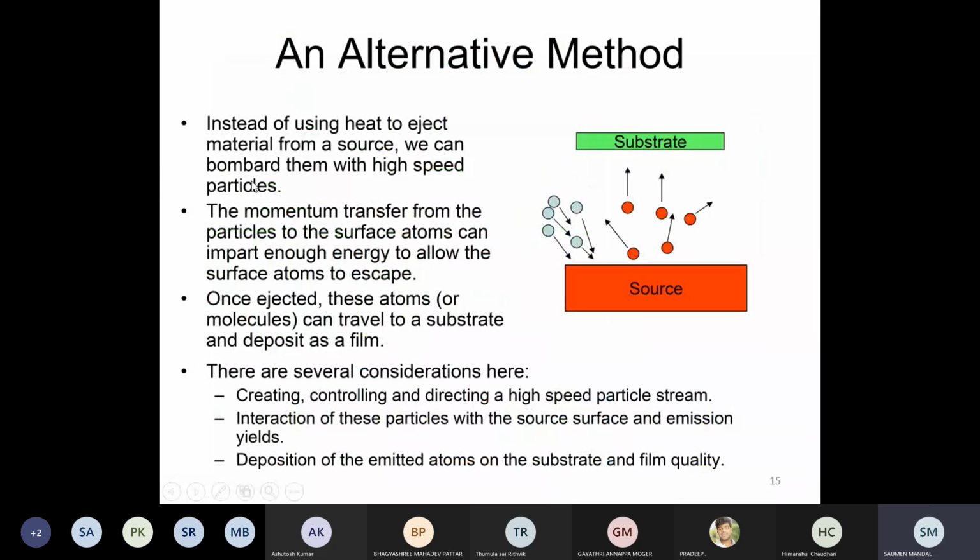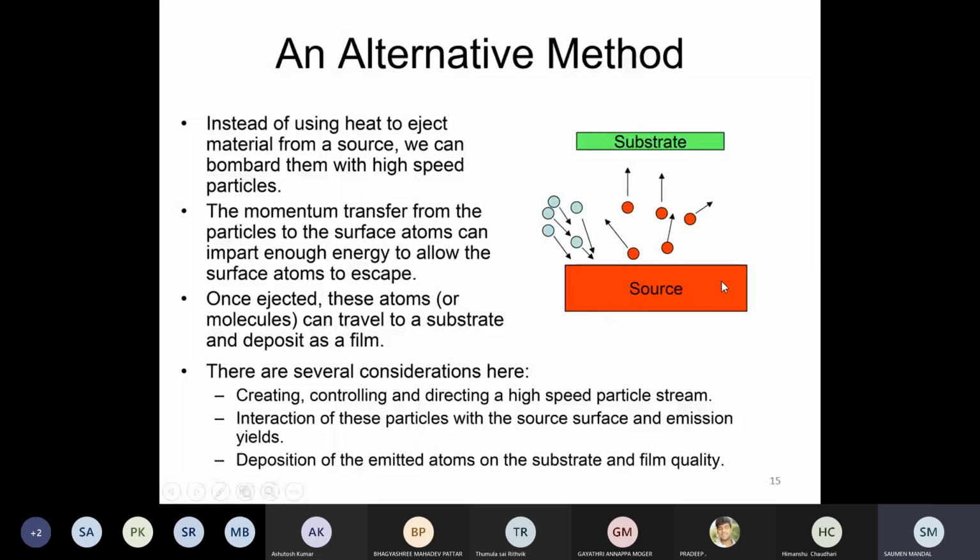So instead of using heat, here we use charged particle bombardment of the surface, and the source atom will be ejected. The momentum transfer from the particle to the surface atom can impart enough energy to allow the surface atom to escape. So that is what is happening. This charged argon particle should have sufficient energy, then only it can do the bombardment on the surface, for example an Al2O3 source or target.